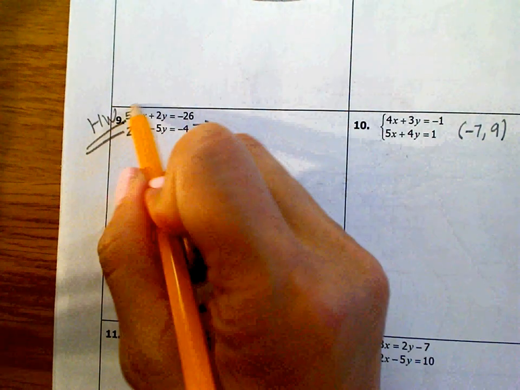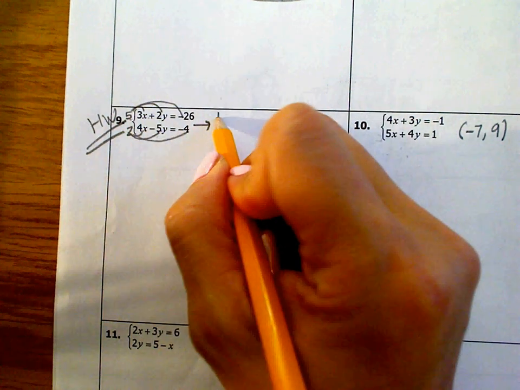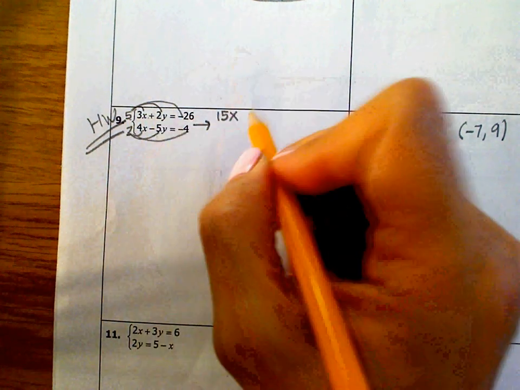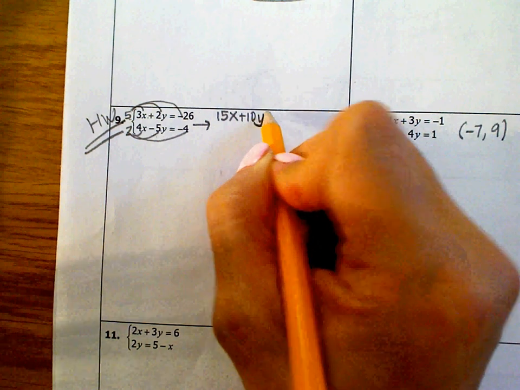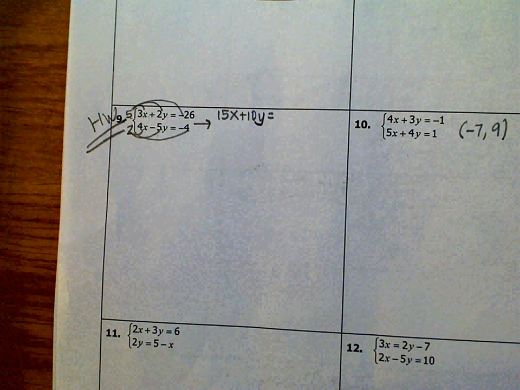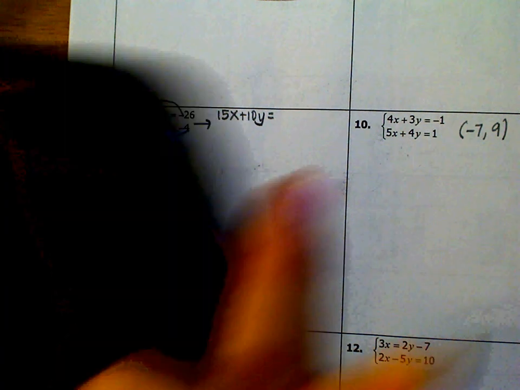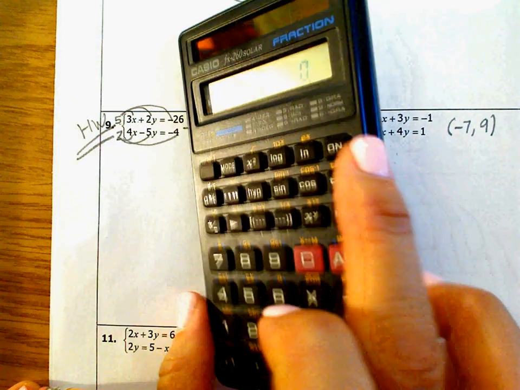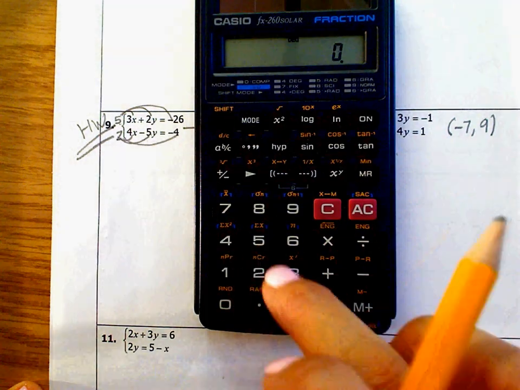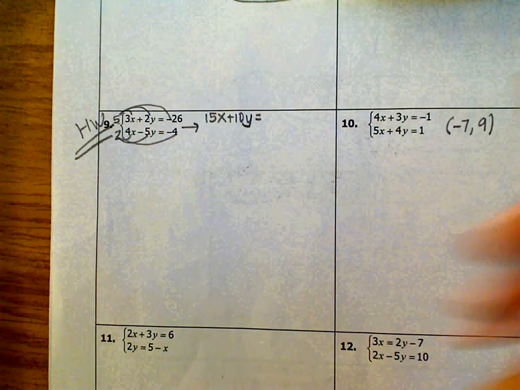Okay, so I'm going to distribute all the way across. 5 times 3 is 15x. 5 times 2y is positive 10y. And then 5 times negative 26. Okay, this is the end of the day. I'm just going to go ahead and use my calculator to figure that out. So let's see if it'll turn on in here. Yeah, okay. So negative 26 times the 5, that's a negative 130.